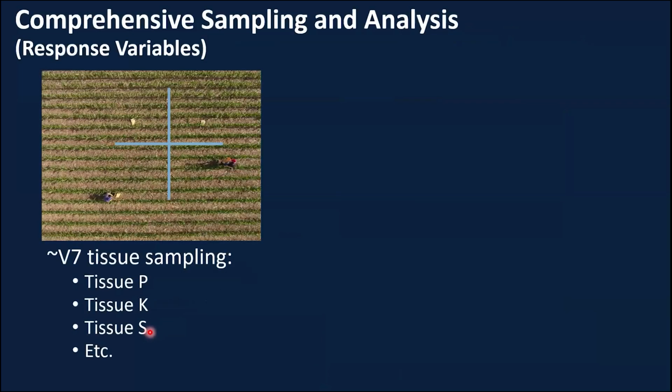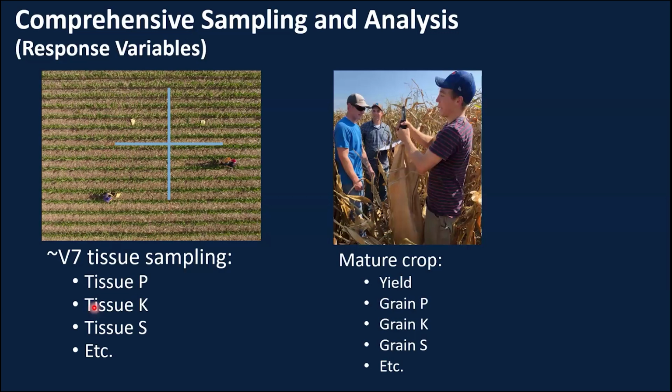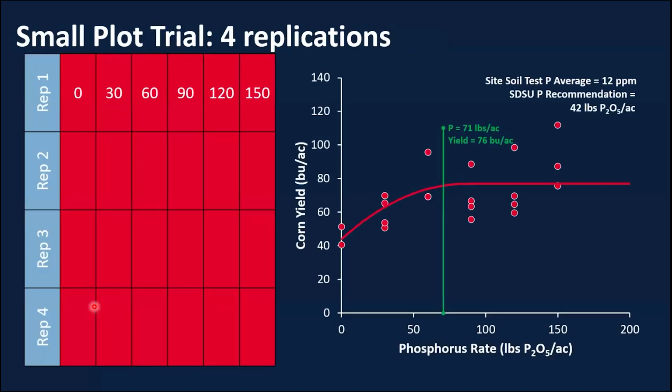We also took plant or tissue samples around V7. A lot of times we typically see deficiency symptoms early on in the season as opposed to later in the season, so sometimes we want to test early on to see if this makes a difference early in the growing season. And then of course we took yield at the end of the year. We did a lot of different soil fertility and soil health tests, but we're going to focus on just the use of soil test P first.